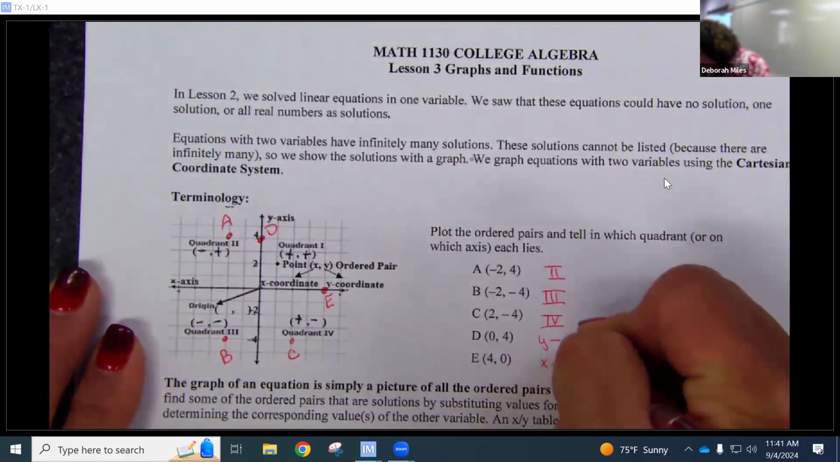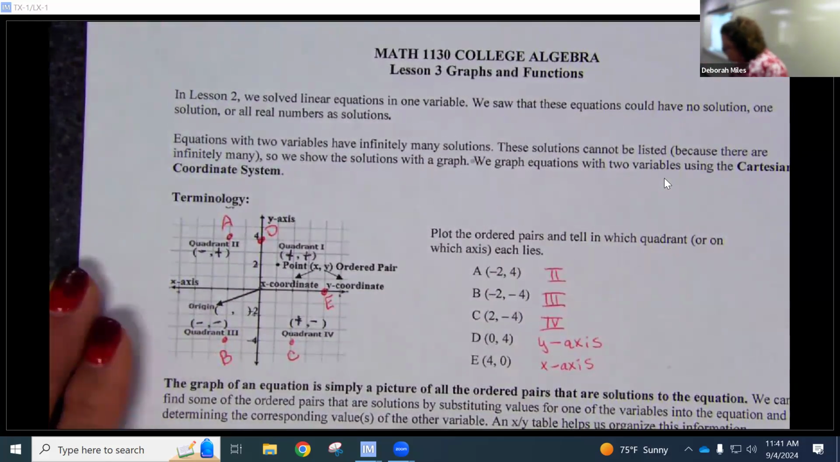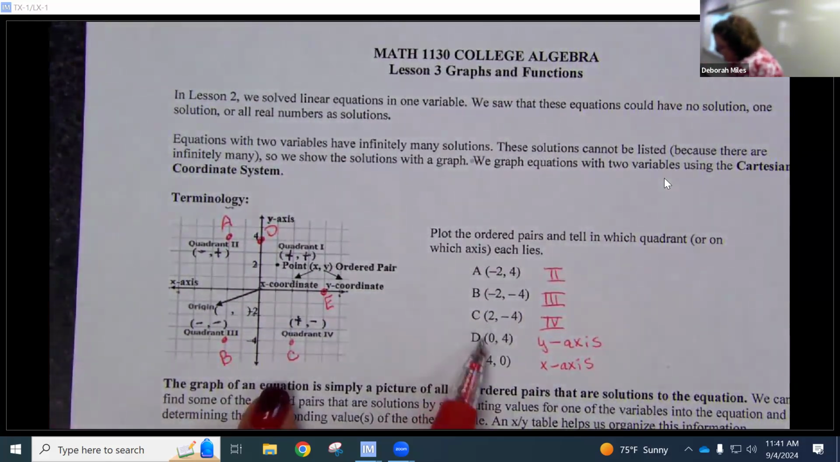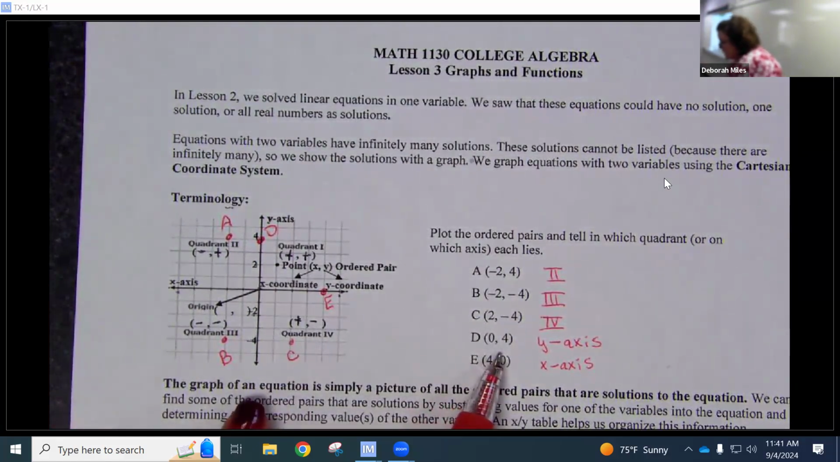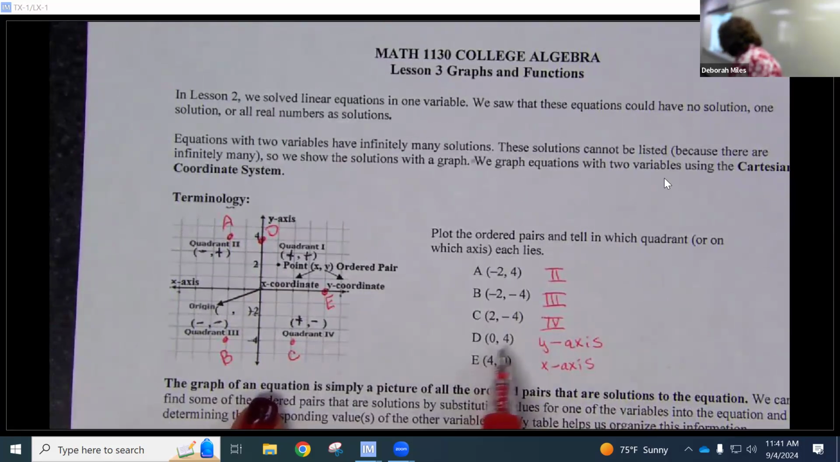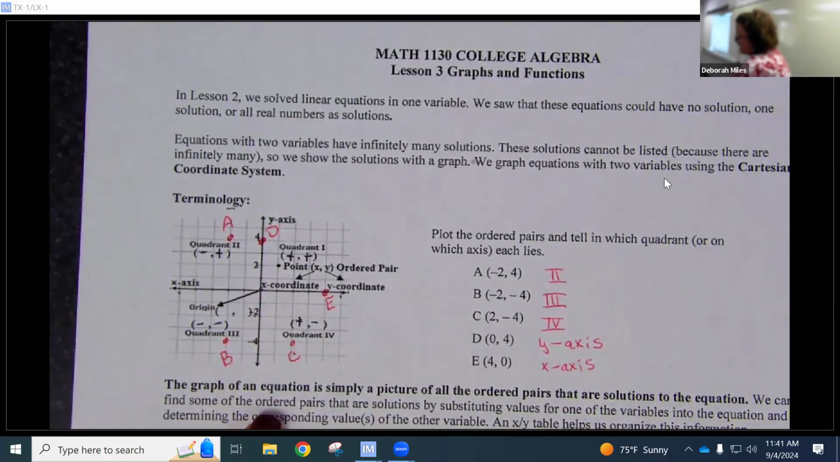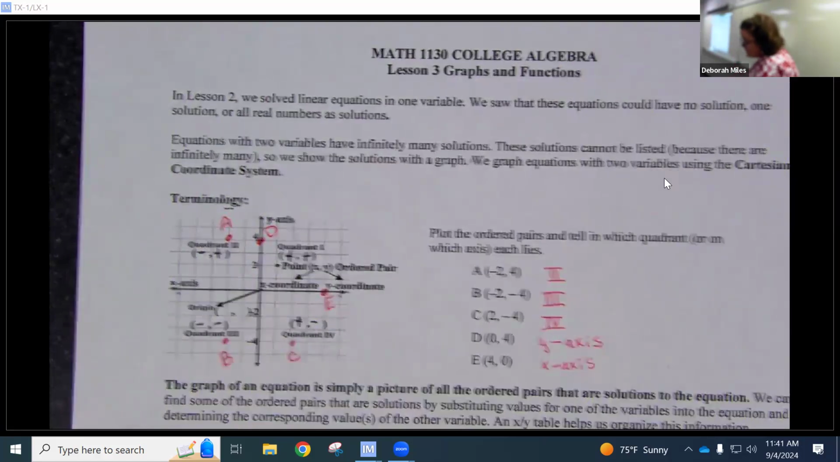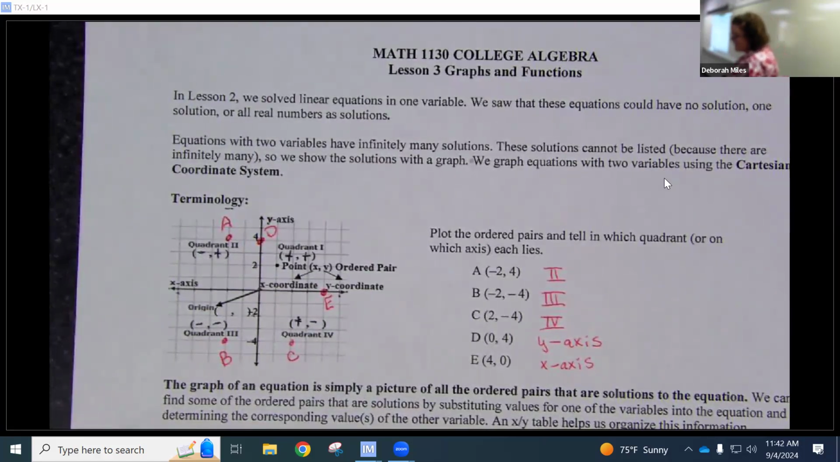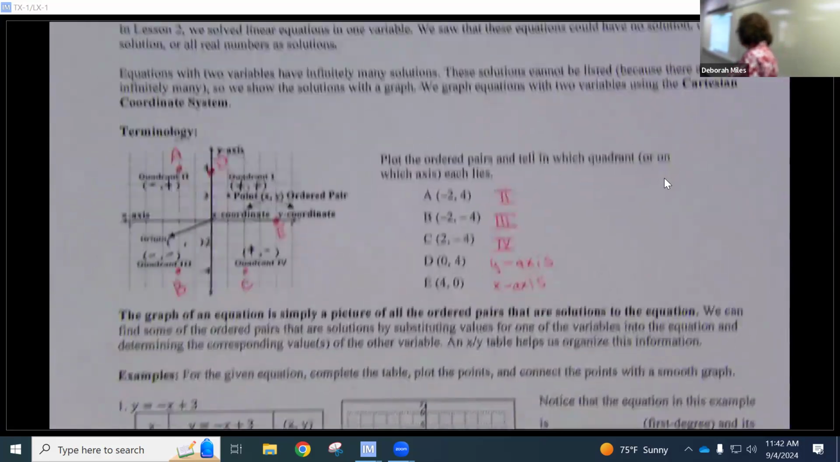X-axis. And not only points D and E, but any point where the X is 0, you're on the Y-axis. You haven't gone left or right, you've just gone up or down. So if X is 0, you're on the Y-axis. And if Y is 0, you haven't gone up or down, you've just gone left and right, you're on the X-axis.